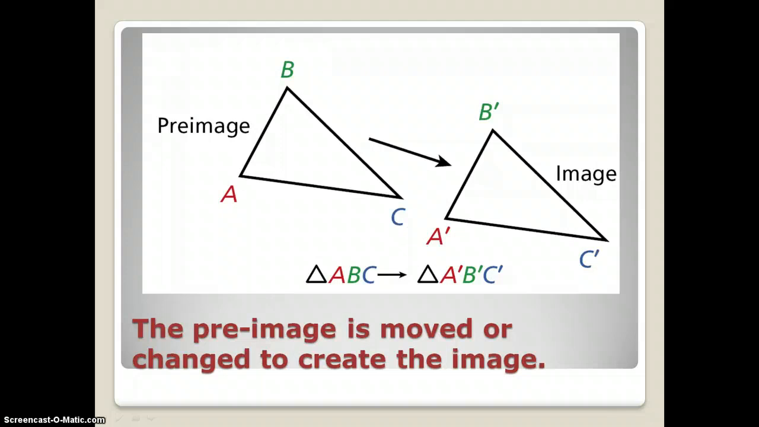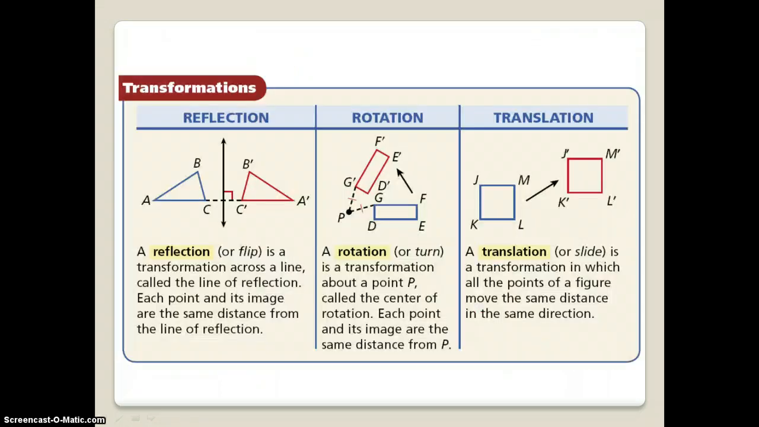For example, the pre-image triangle ABC has been moved over, just slide it over a little bit. This is a transformation, and we have used this to map triangle ABC onto triangle A prime, B prime, C prime. Three kinds of transformations you need to know are reflection, rotation, and translation.